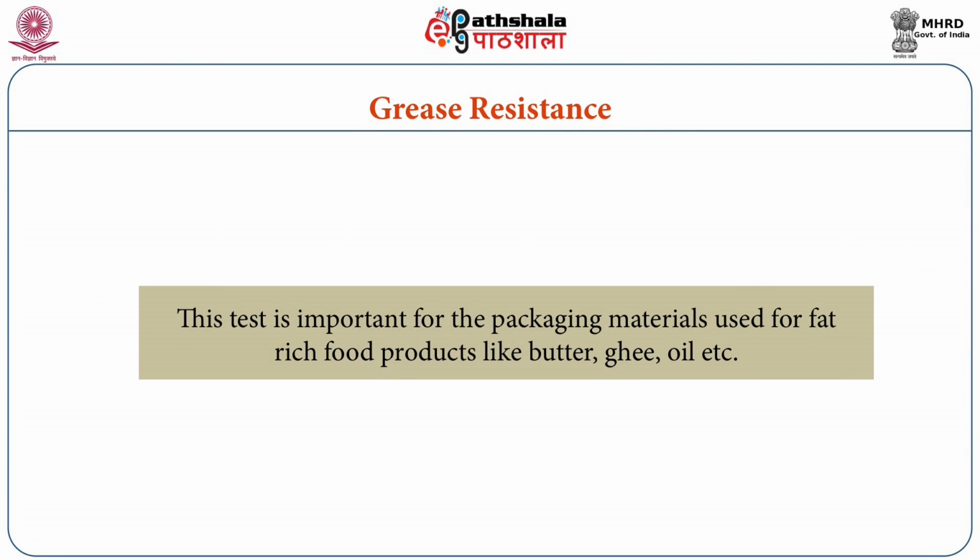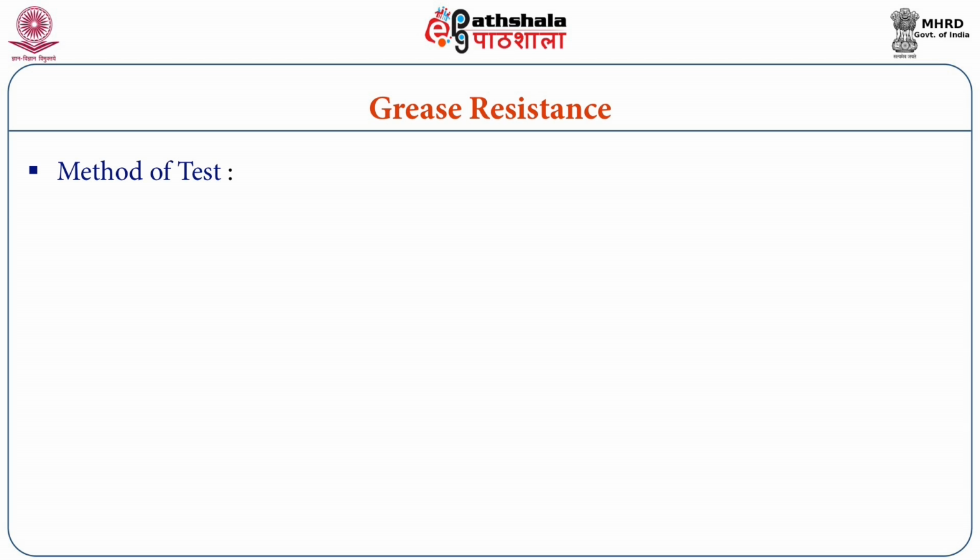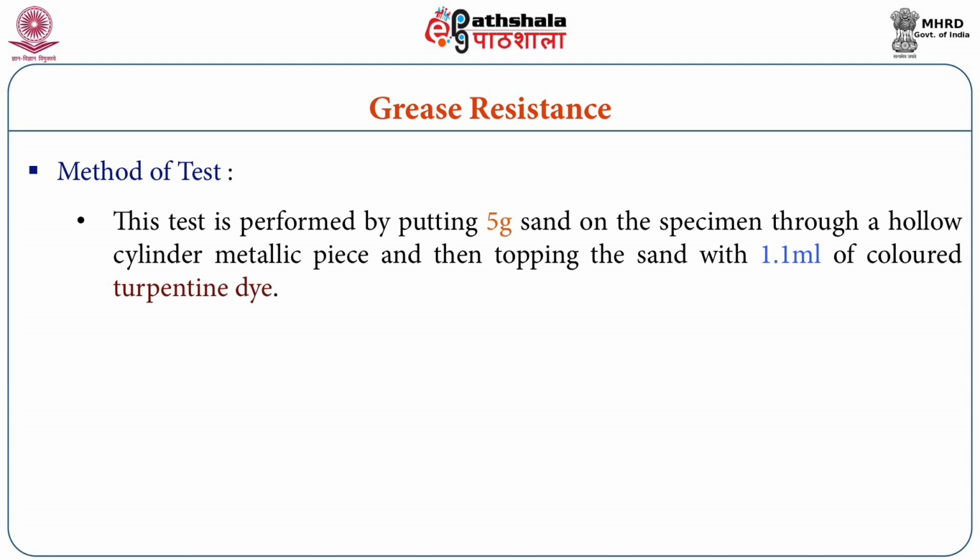Next test is grease resistance. It is important for packaging materials used for packing of fat-rich food products like butter, ghee, edible oil, etc. This test is performed by putting 5 gram sand on a specimen through a hollow cylinder metallic piece and then topping the sand with 1.1 ml of colored turpentine dye.